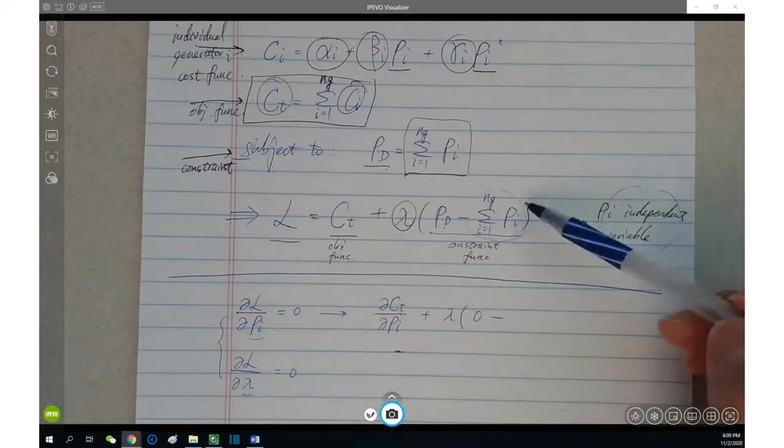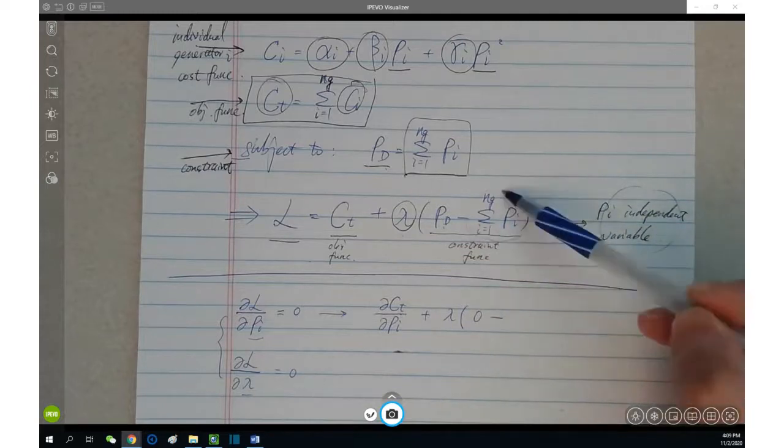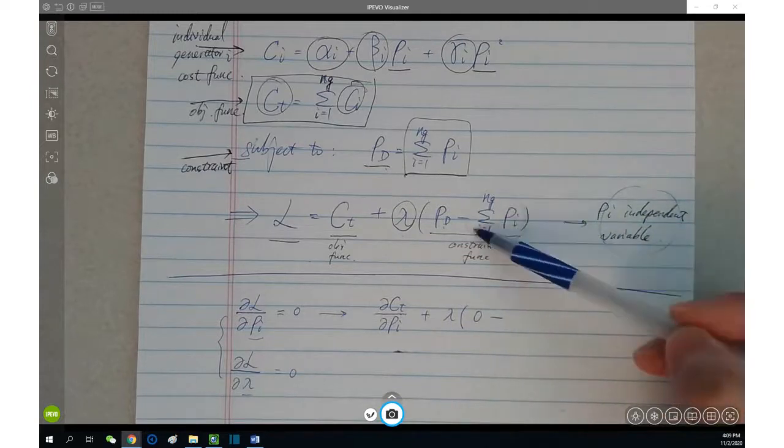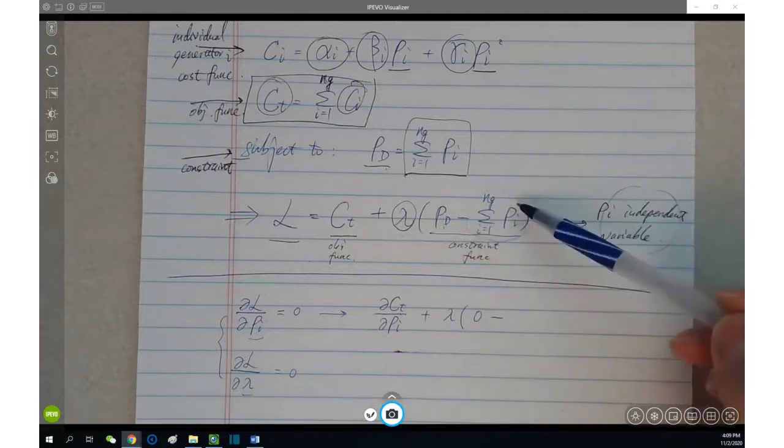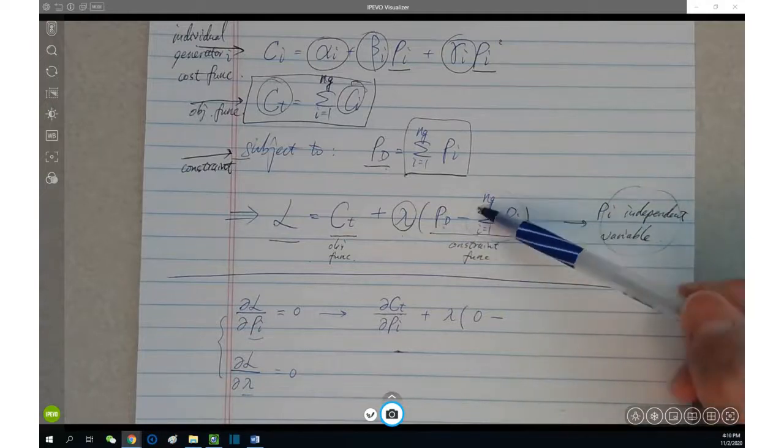So this equals what? Can anyone tell this? This guy, with the partial derivative with respect to p sub i, equals what? Can anyone tell?